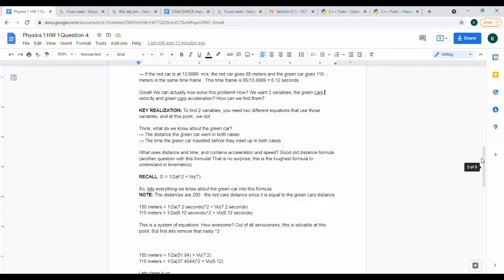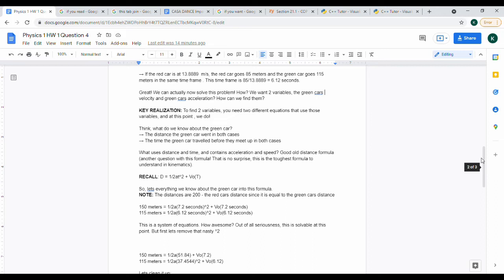And we actually do have 2 different equations. Think about it. What do we know about the green car? We know the distance it went, and we know the time for both cases, for 2 different cases. So we can make 2 equations. So what equation uses distance and time and contains acceleration and speed? It's a distance formula again.